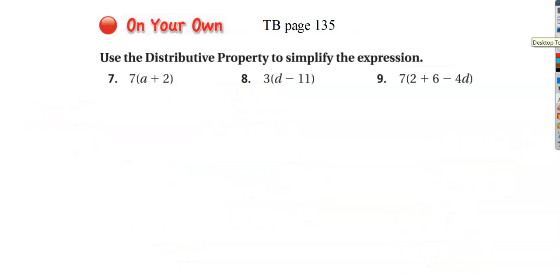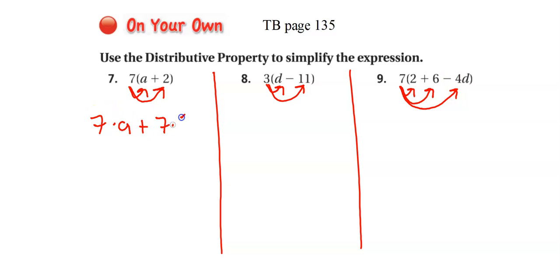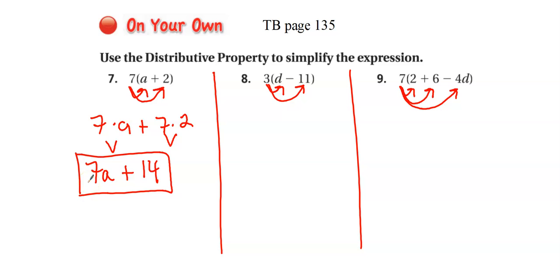Now we're on to the OYOs. These are the three that I asked you to do in class. Use the distributive property to simplify. First thing I do is I remind myself that I'm multiplying that number on the outside times everything on the inside. So I rewrite this as 7 times a plus 7 times 2. 7 times a is just 7 times the variable a plus 14, right? When I do the math. There we go. That's as simple as I can make that one.